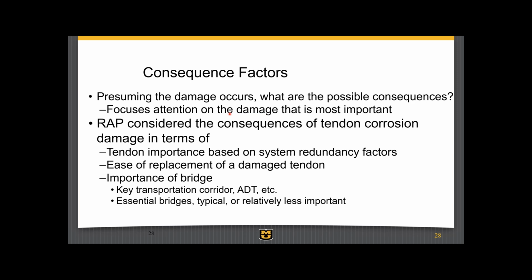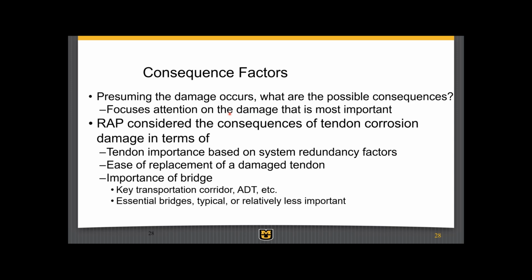And so the RAP considered consequences of tendon corrosion damage in terms of three primary factors. Tendon importance based on a system redundancy factor, and these are factors that are documented like in the Manual for Bridge Evaluation, and they're referenced in the document. If you get the document, you can see where they came from. The ease of replacement of a damaged tendon, and so this is basically, is it an internal tendon or is it an external tendon? Is it designed for replaceability, or is it going to be a huge job to try to replace this particular tendon? And the third one was importance of a bridge.